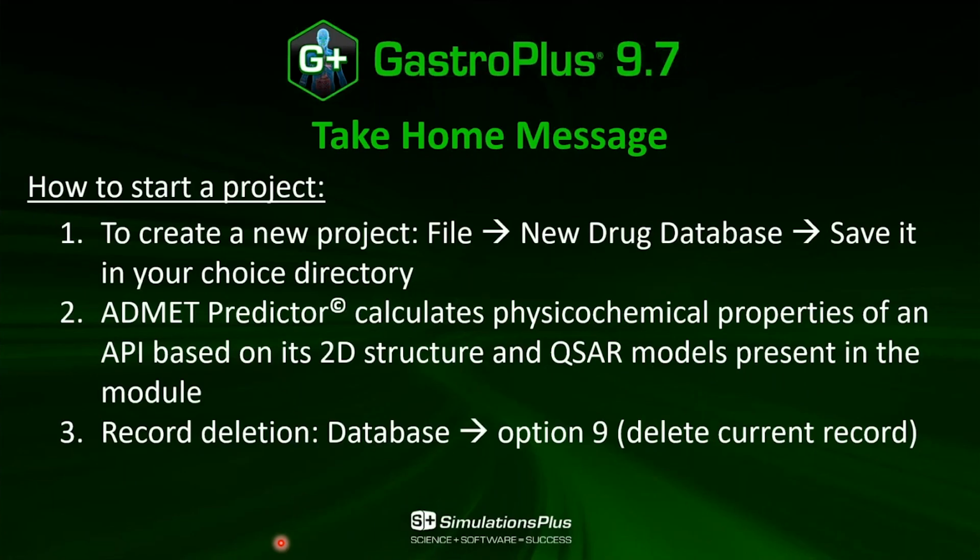The take-home messages of this video are: to create a new project, simply go on File, New Drug Database, and save it in your directory of choice. The ADMET Predictor modules can calculate the physicochemical properties of an API based on its 2D structure and the QSAR models that are present in that module. To delete a record, go on Database and choose option 9, Delete Current Record.